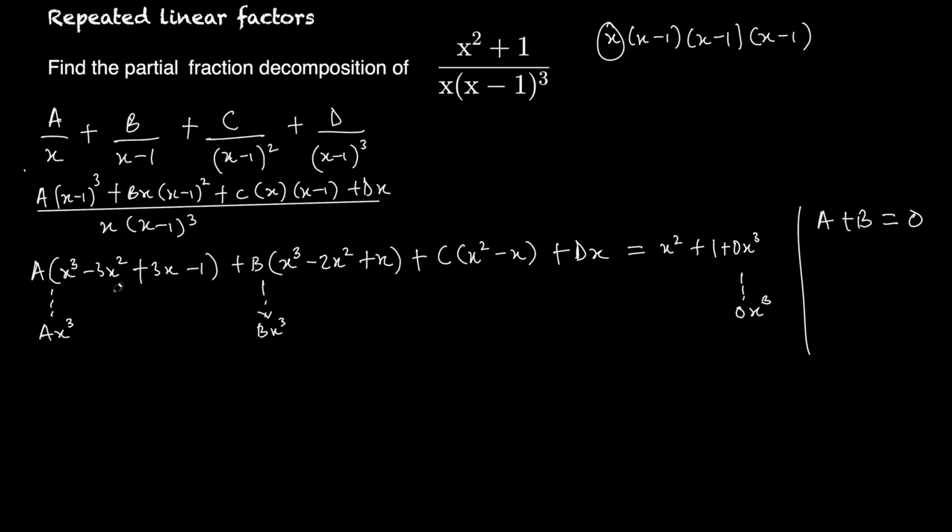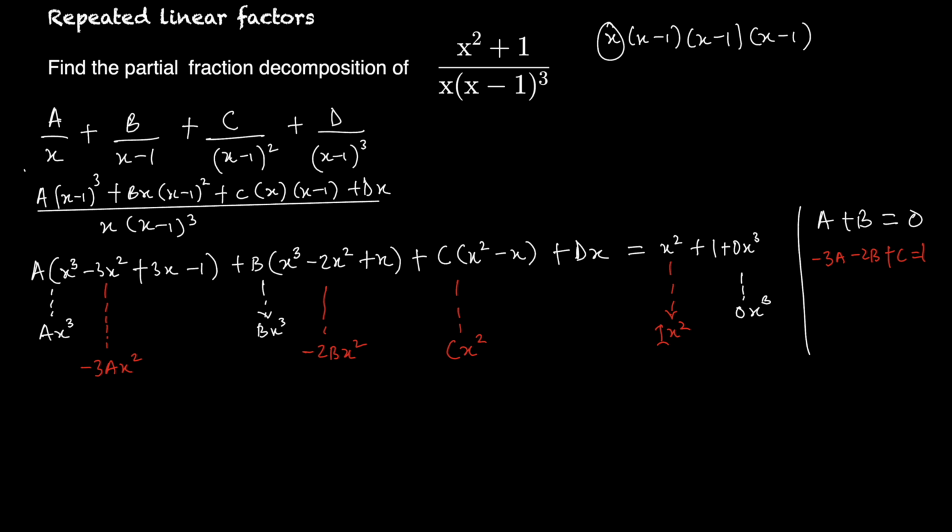For x raised to the power of 2, which is x squared, we have negative 3Ax squared, here we have negative 2Bx squared, and here we have Cx squared. Now when you match that up with what you have on this side, you have an x squared here, which is 1. So I can write this as negative 3A minus 2B plus C equals 1.